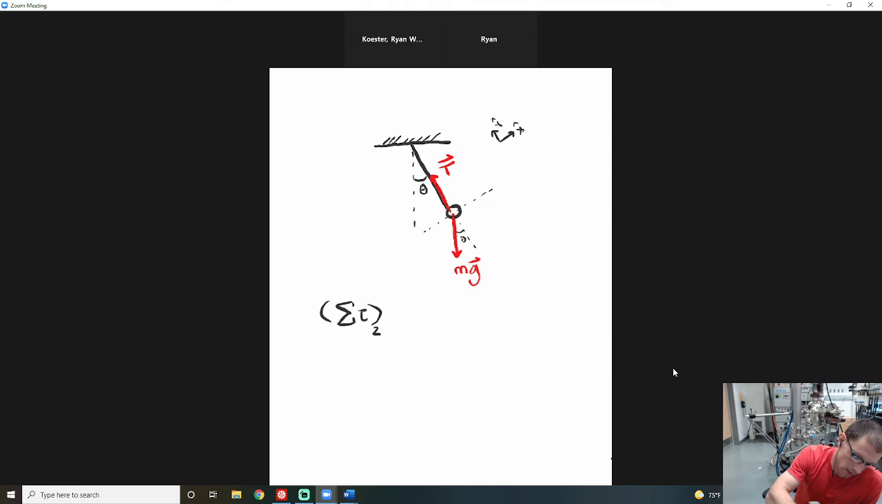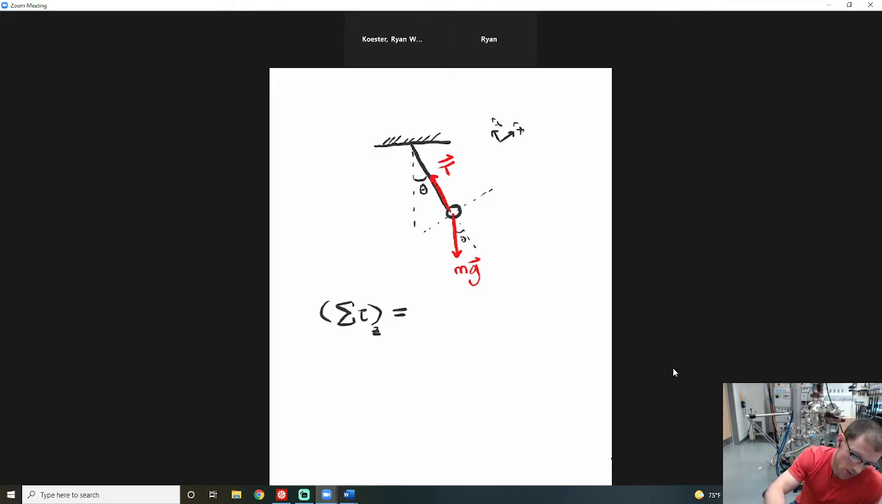Let's say about the z-axis. Okay, so there's really only one contribution to the torque here, and it's going to come from the component of the gravitational force that is aligned along our choice of negative x, right? And so we could write something like this.